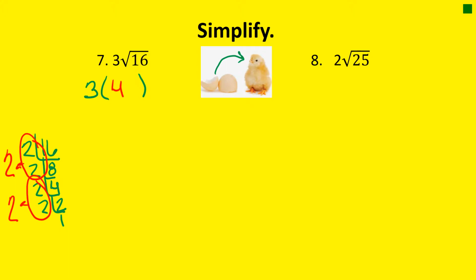What's left inside? 1. Well, here's the deal, guys. The square root of 1 is 1. That's because 1 times 1 is 1. Okay? Oh my gosh, I'm such a silly Willy.